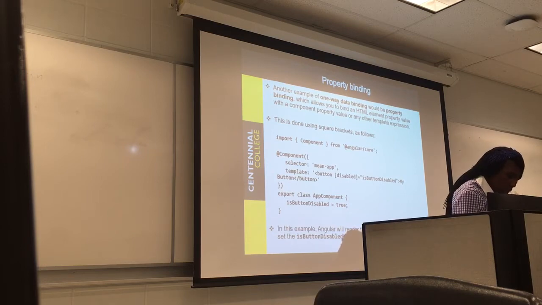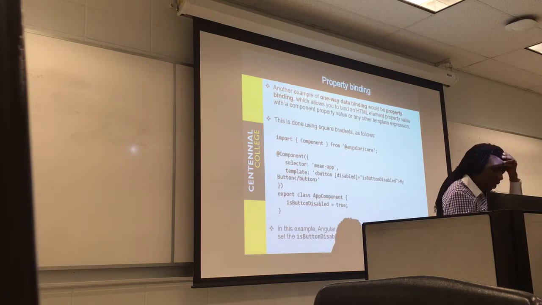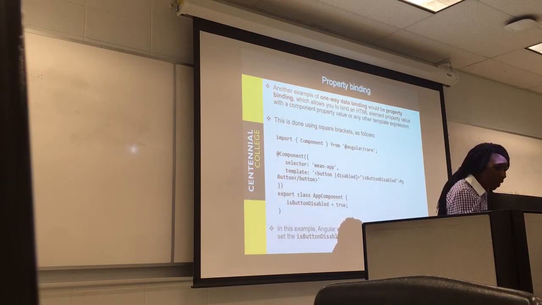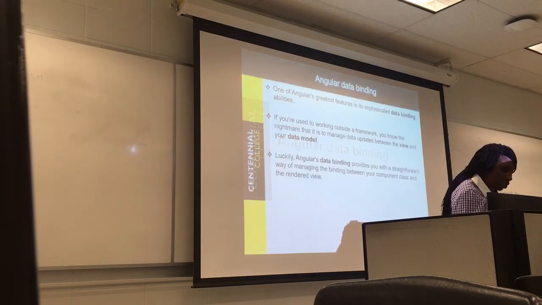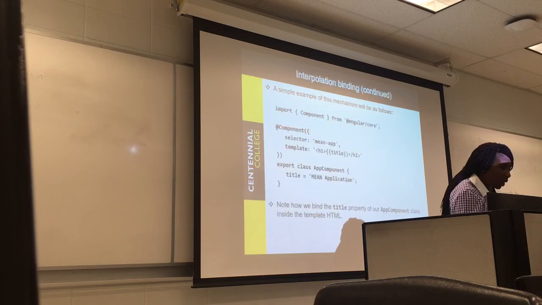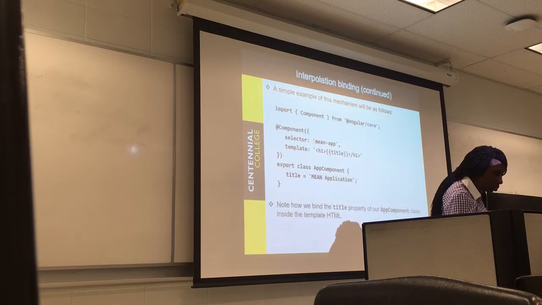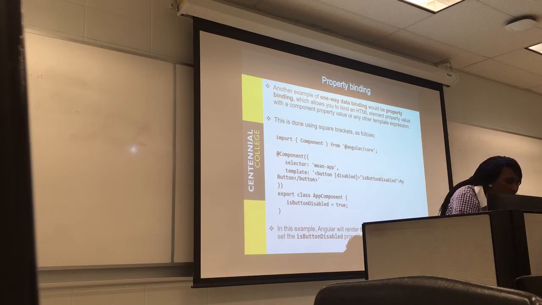So we have one-way data binding, and we have event binding. You can bind your event, you can bind your data. We have property binding as well. So let me take it one after the other. We'll see how we can bind our event. So we have property binding. You can bind the property of your element. So we call that one-way data binding. One-way data binding will be property binding.